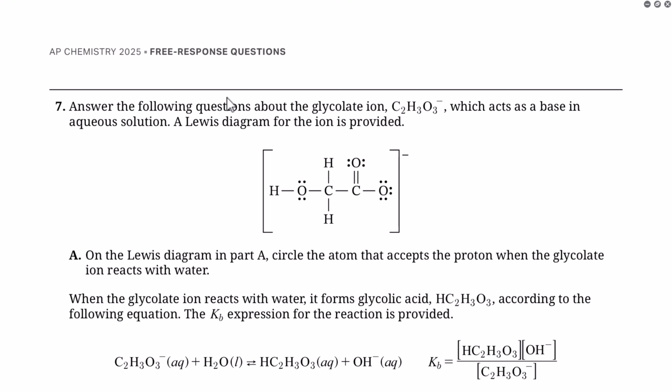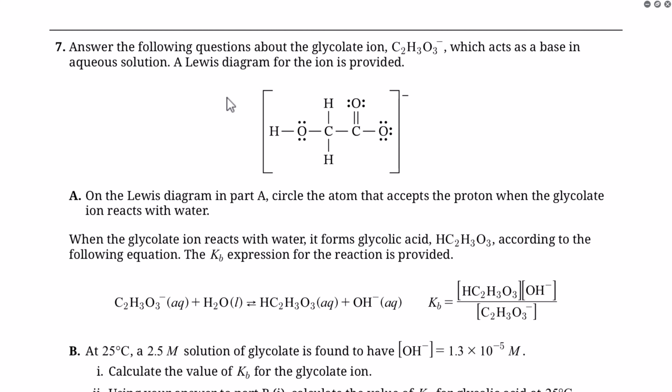All right, answer the following questions about the glycolate ion, which acts as a base in aqueous solution. And we're given a Lewis diagram. It says, on the Lewis diagram, part A, circle the atom that accepts the proton when the glycolate ion reacts with water.